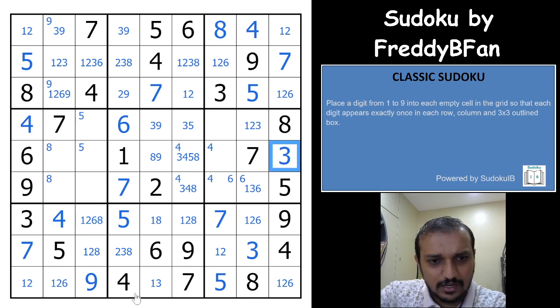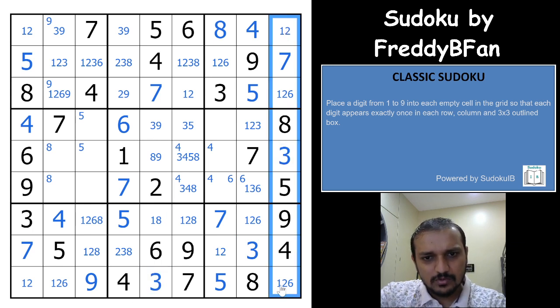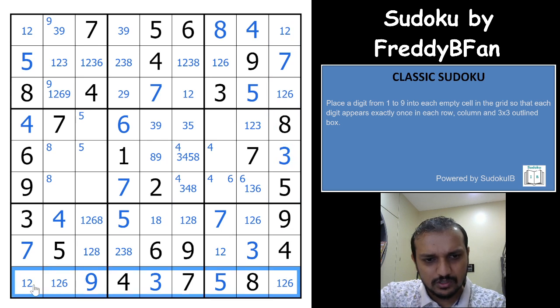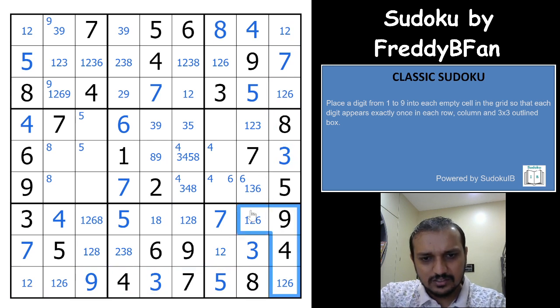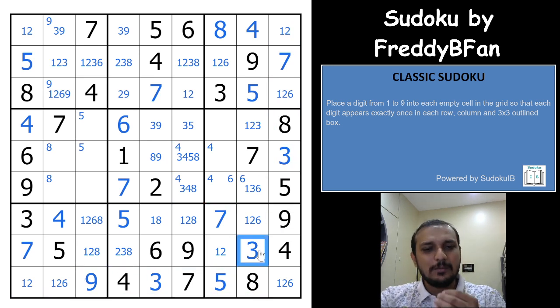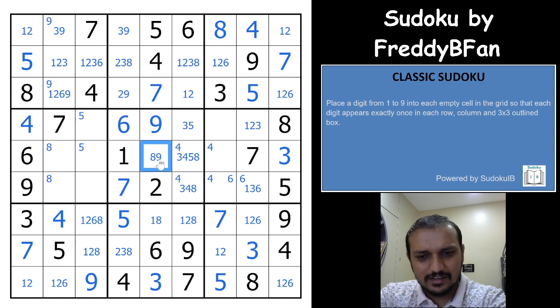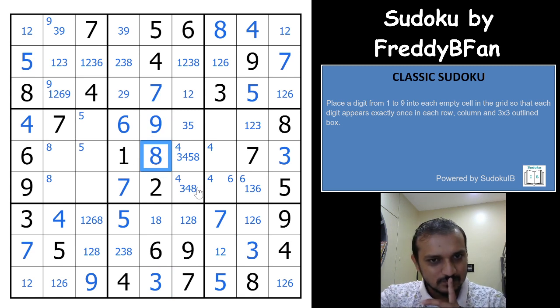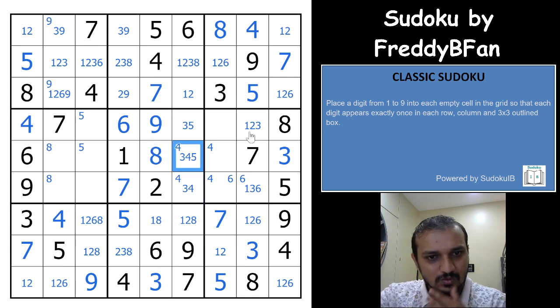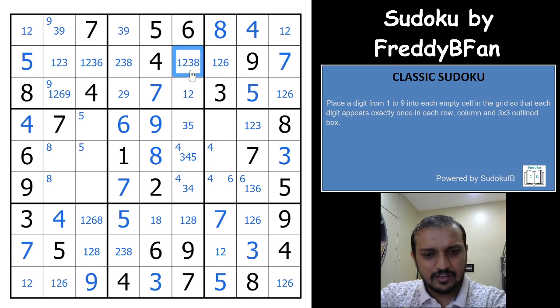A 3 here and a 3 here. In this column, a 3 has to be here. In this row, a 3 has to be here. And in this box, a 3 has to be here. What an amazing logic, guys. This is something really amazing. That 3 gives you a 9 here and an 8 here. So this is 3, 4 and a 5. So this is not a 3.